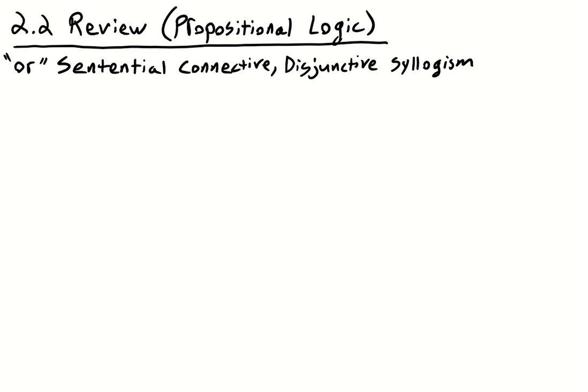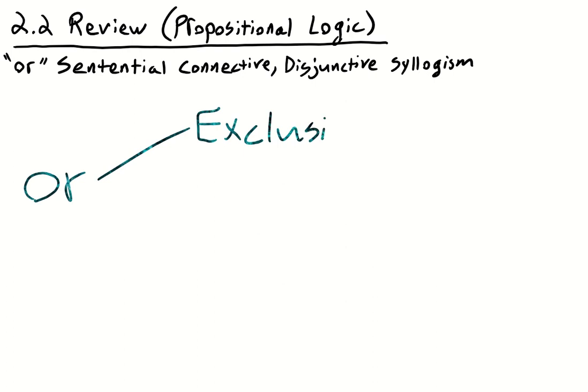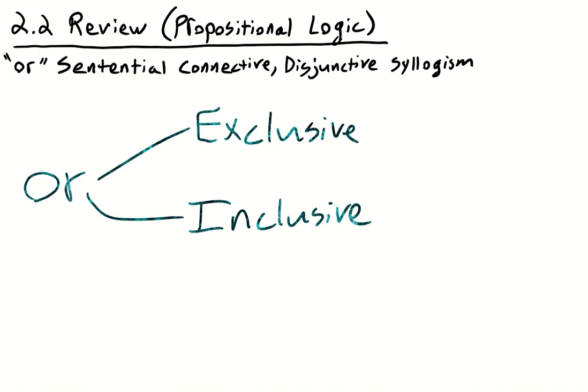Let's think about the or sentential connective and then the so-called disjunctive syllogism. The term or really has two different possible interpretations. There's the exclusive or, and then there's the inclusive or. Now, in mathematical logic, the or is an inclusive or.